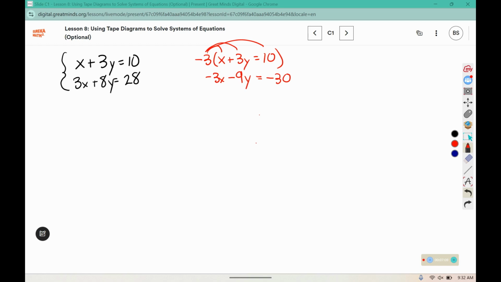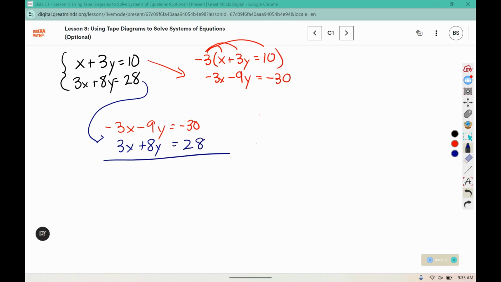So now I'm going to use that red equation and this equation. And I'm going to add them as if I was adding multi-digit numbers together. So I have negative 30 plus 28 is negative 2. Negative 9y plus 8y is negative 1y. And negative 3x and 3x make 0. So that's why it's called the elimination method, because we've eliminated a variable.